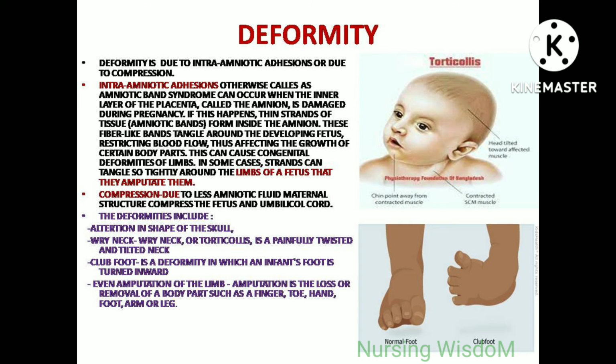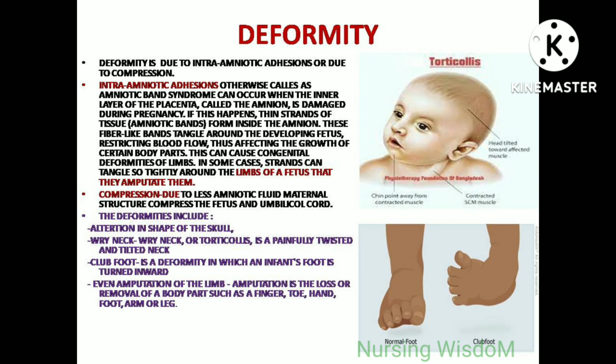Intra-amniotic adhesions, otherwise called amniotic band syndrome, can occur when the inner layer of the placenta, called the amnion, is damaged during pregnancy. If this happens, thin strands of tissue, amniotic bands, form inside the amnion. These fiber-like bands tangle around the developing fetus, restricting blood flow, thus affecting the growth of certain body parts. This can cause congenital deformities of limbs. In some cases, strands can tangle so tightly around the limbs of a fetus that they amputate them.